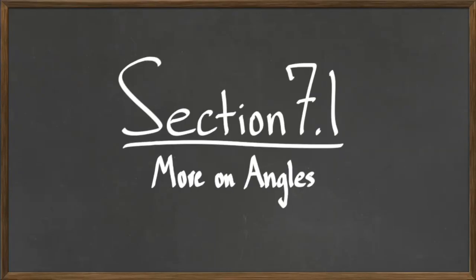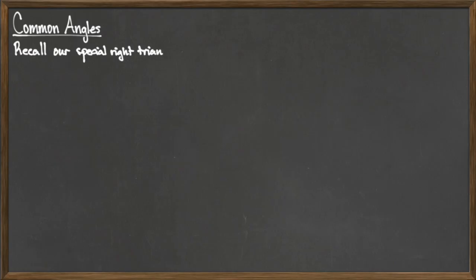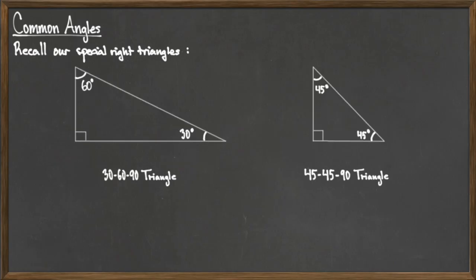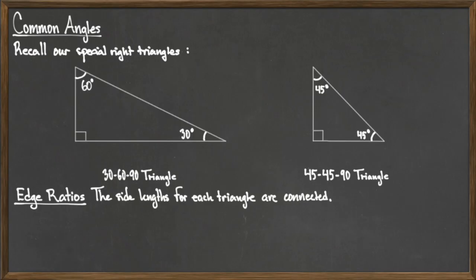Alright, so in this video we're going to continue our discussion on angles. Recall that we have our special right triangles. We have our 30, 60, 90 triangle and our 45, 45, 90 triangle. Of course, these are described by their interior angles. But when we're looking at triangles like this, we have to realize that the edge ratios are pretty set. In other words, the side lengths of each one of these triangles are strongly connected.